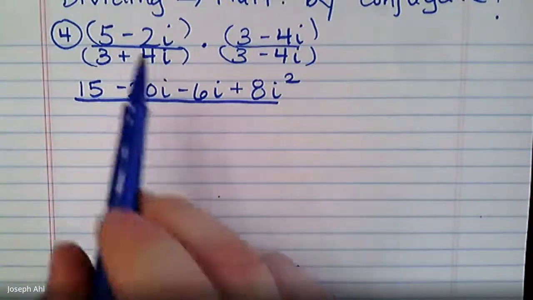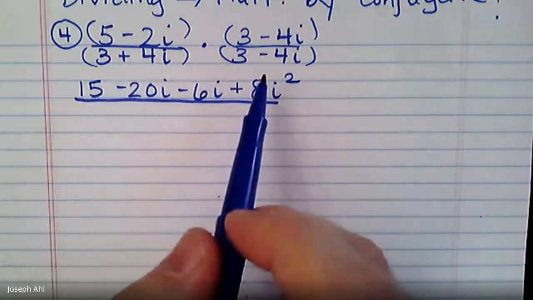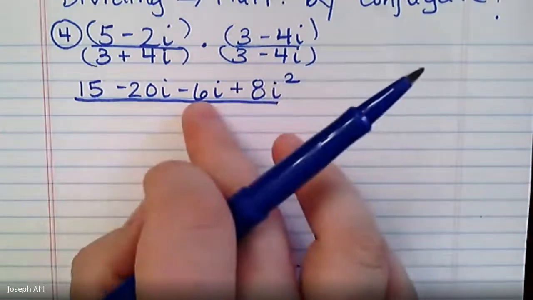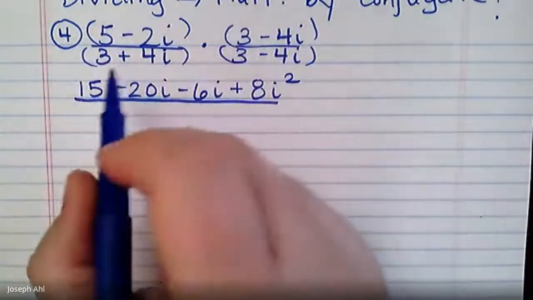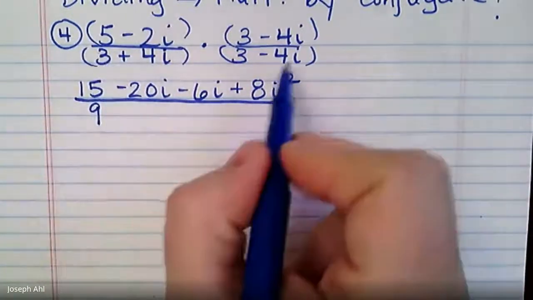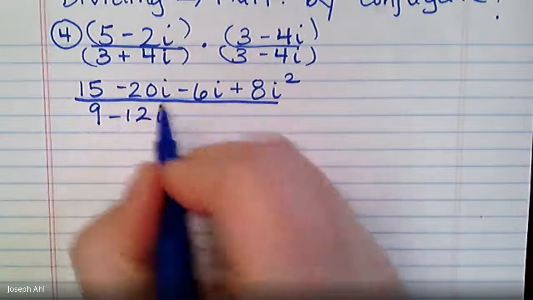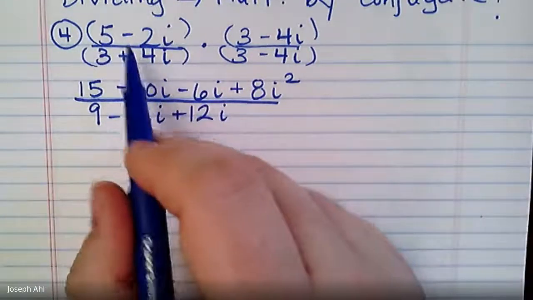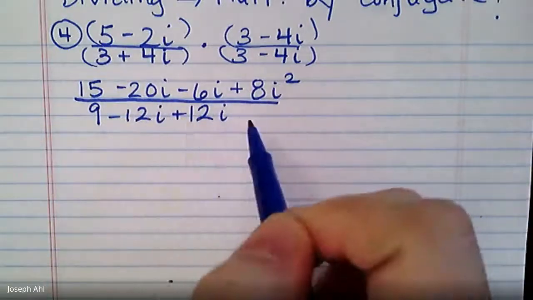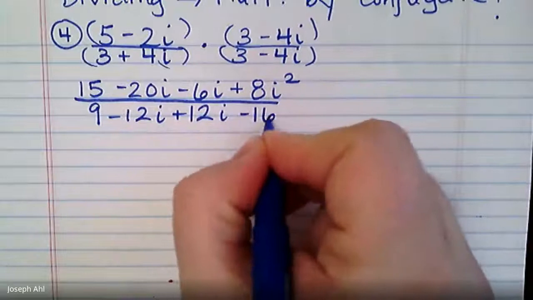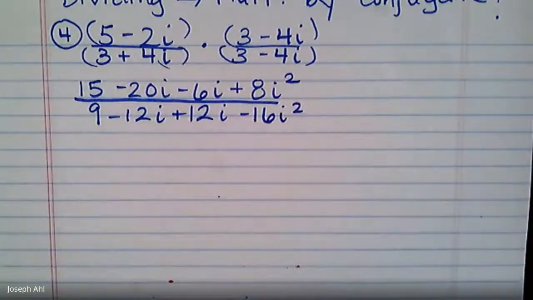Okay. In the denominator, remember when you do conjugate pairs, you'll get the outside and inside to cancel, these two middle terms. Just to show you the whole process, I'll do it for this one where I do 3 times 3, which is 9. The outside would be negative 12i, and the inside is positive 12i. So those middle terms definitely cancel, and that will always happen. The last terms would be negative 16i squared.